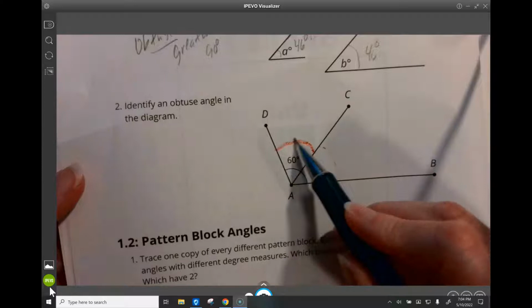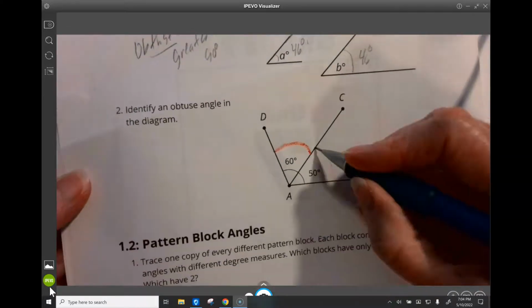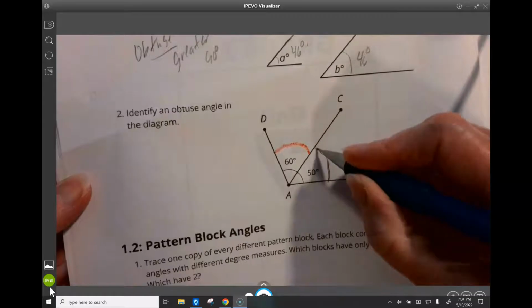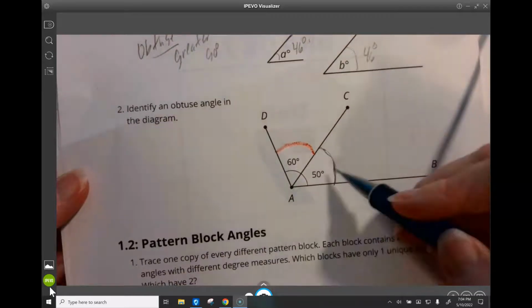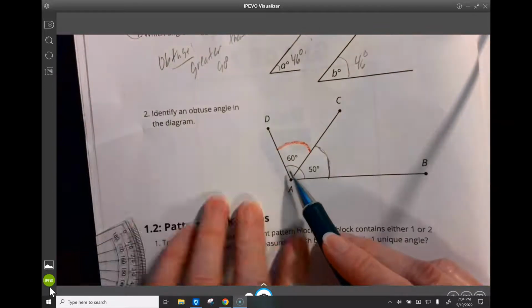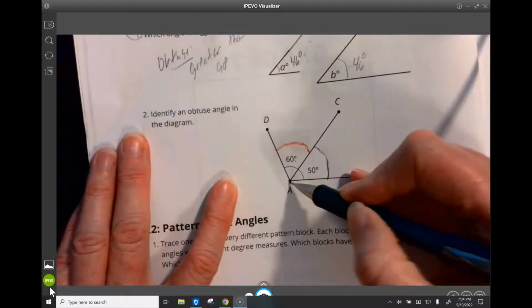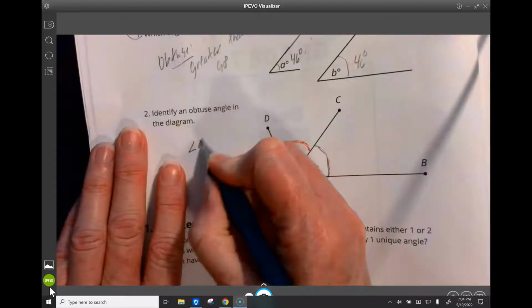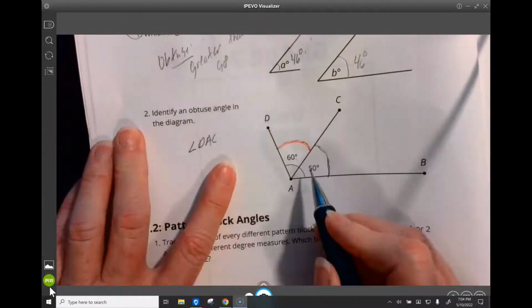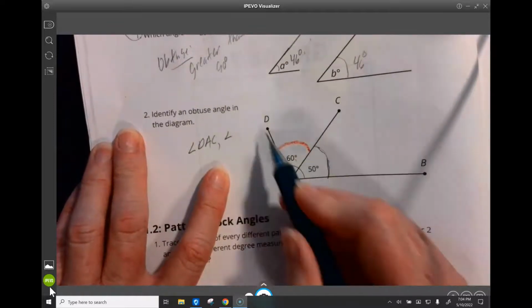Well, this angle right here is 60 degrees. That's acute. That's less than 90. This angle right here is 50 degrees. Well, that's less than 90. So neither one of those are. And the way we name them is the 60-degree angle is angle DAC. Angle DAC is the same angle as angle, start over here, CAD.